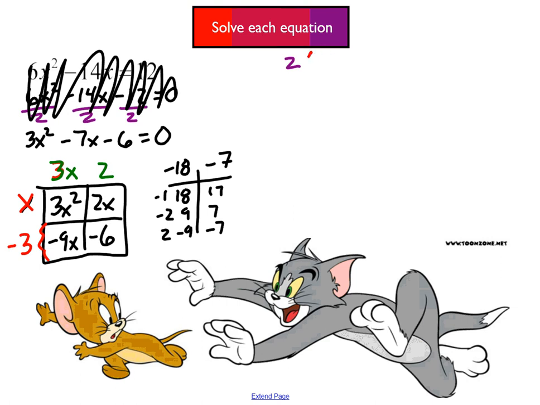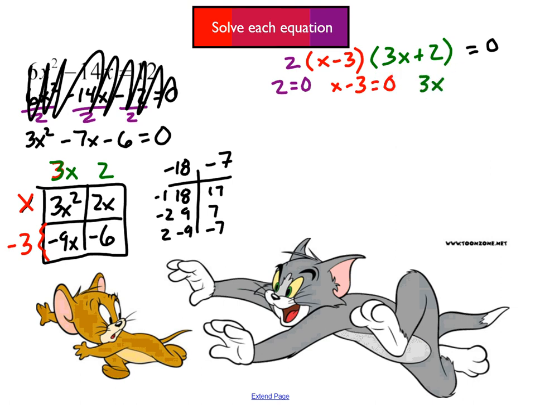I have x minus 3, and then 3x plus 2. That whole thing has to be equal to 0. I'm going to use the zero product property 3 times, so I say 2 equals 0. I say x minus 3 equals 0. And I say 3x plus 2 equals 0.